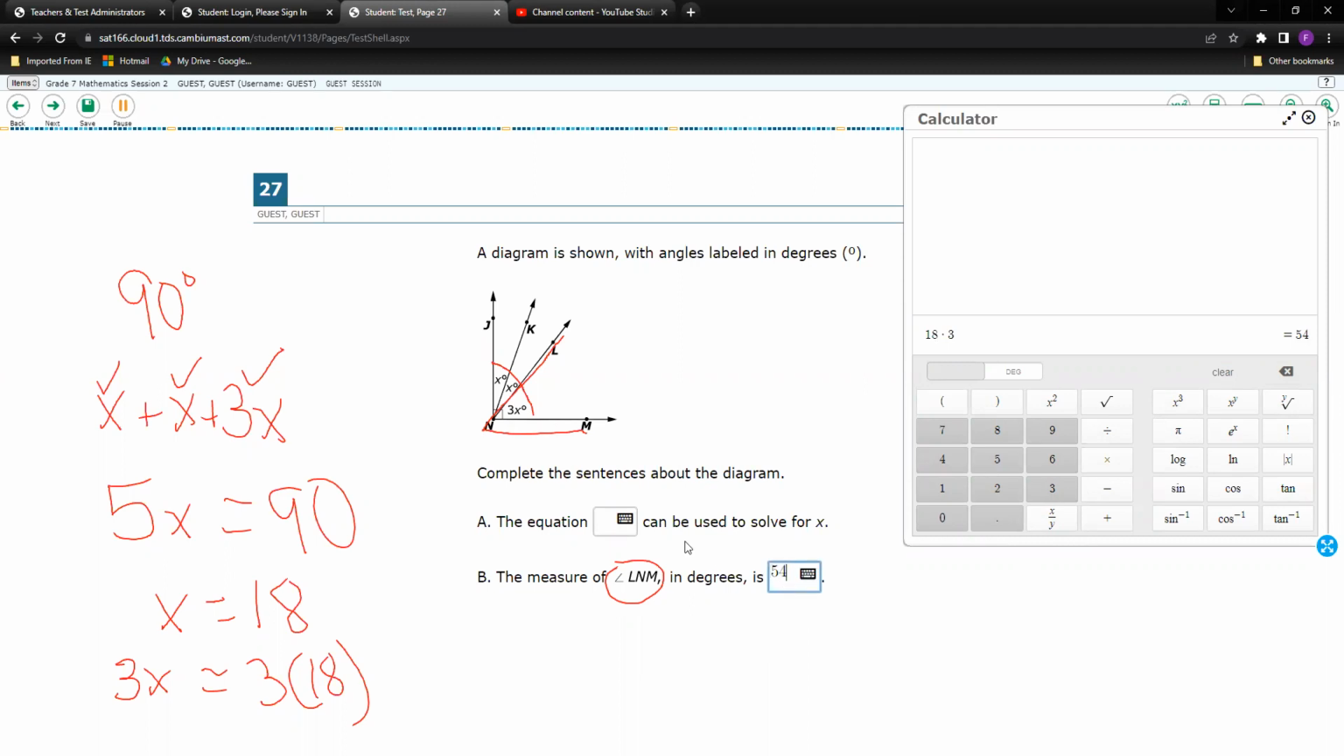What am I going to write here? What equation can be used to solve for x? 5x is equal to 90. That's what we used. That's how we found it. And we're done. Okay, excellent.